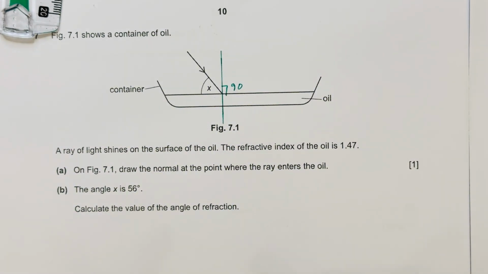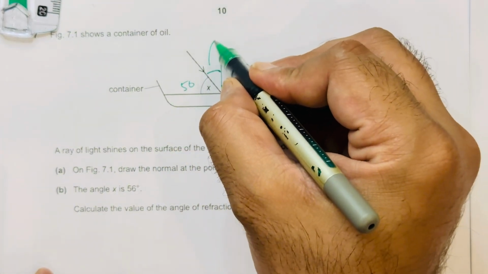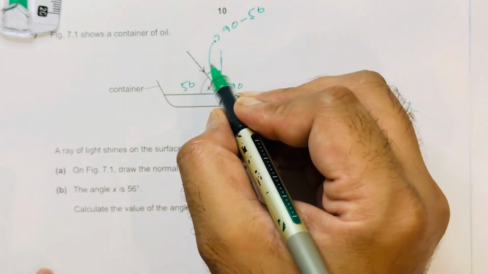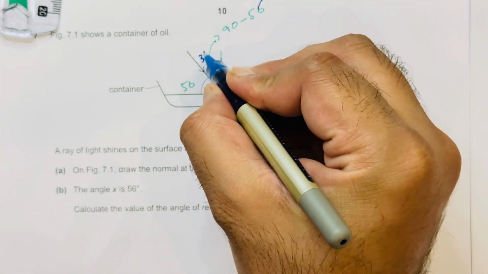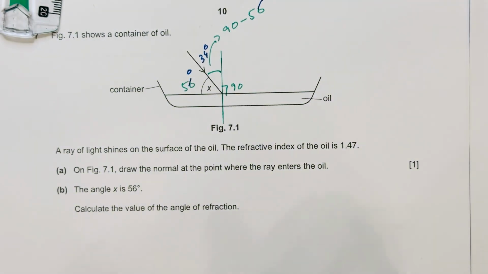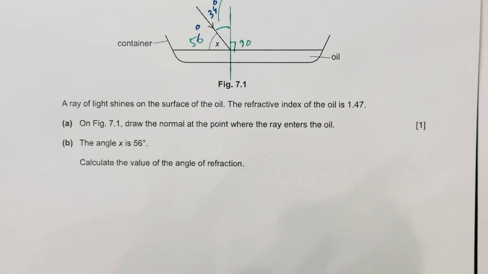Okay, for the next part the angle is 56 degrees, so value of x is 56, but this would be our incident angle, and we're gonna calculate incident angle by 90 minus 56. It would be 34 degree. Okay, calculate the value of angle of refraction. We have already calculated the value of incident angle, that was 34 degree.